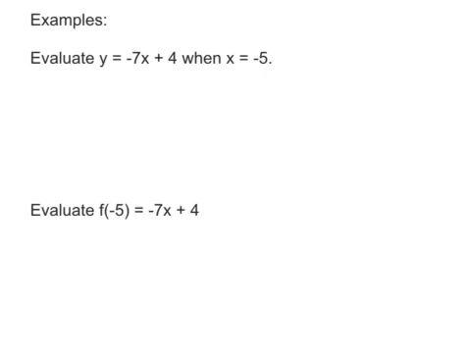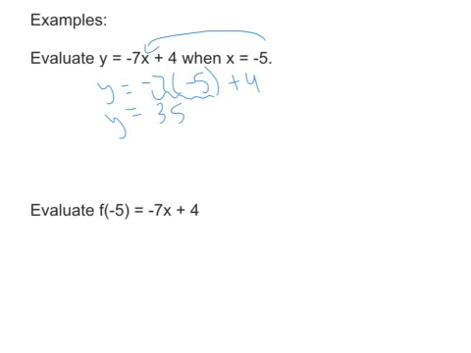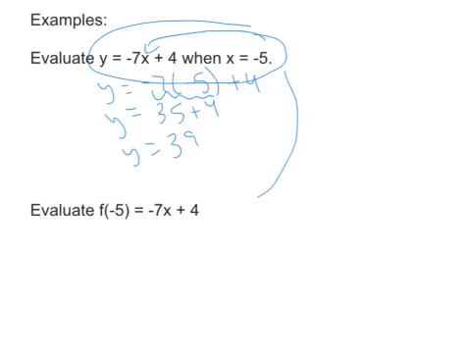Let's look at some examples. So the first example says evaluate y equals negative 7x plus 4 when x equals negative 5. So this is just an order of operations problem. This one we know how to do. We've been used to doing this. So we're going to take this negative 5 and plug it where the x is, and we're going to solve this. Okay. So order of operations says negative 7 times negative 5 is positive 35. Bring down the plus 4. And y equals 39.